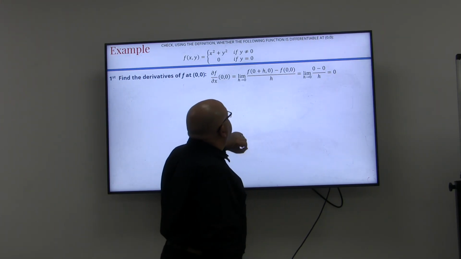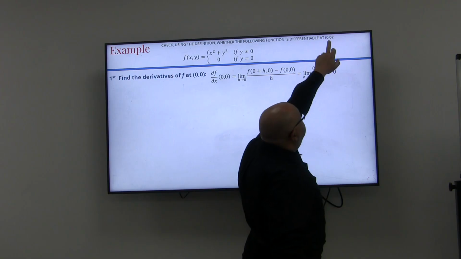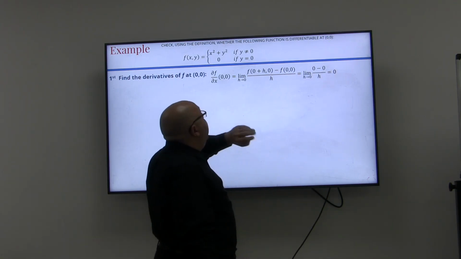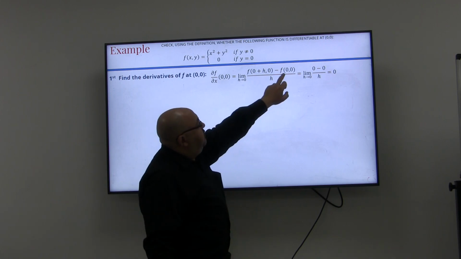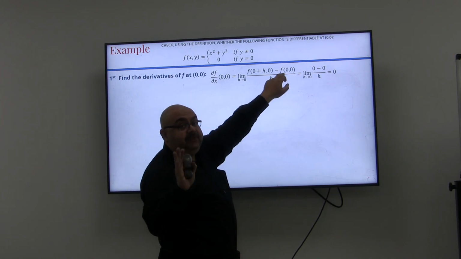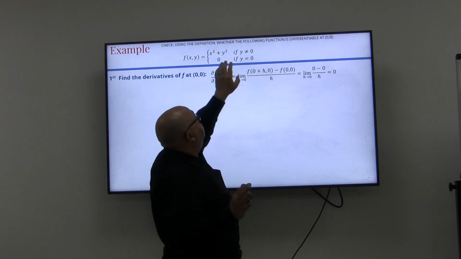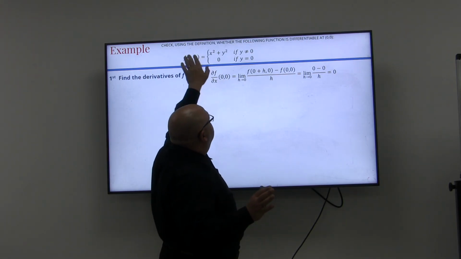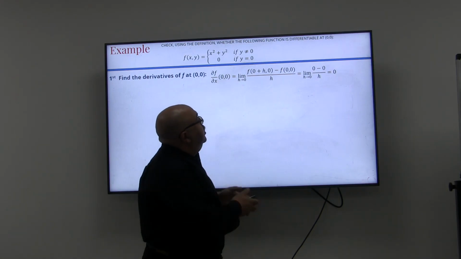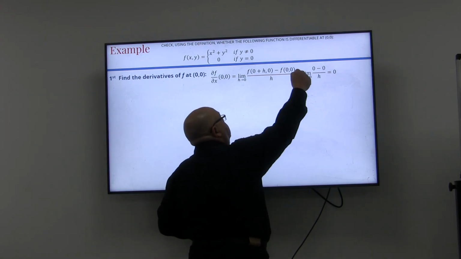I want you to remark that I'm studying the differentiability at the origin. So this means I will have to get the value of the function at the origin, and this is really very simple. The piecewise function solved this issue because the value of the function at the origin when y is equal to 0 is equal to 0.